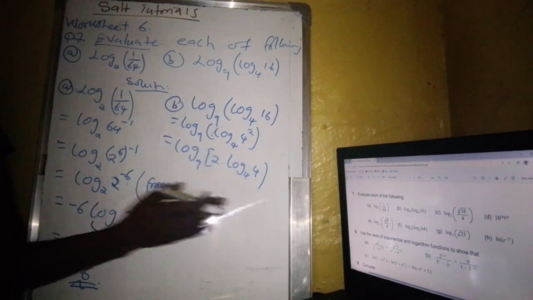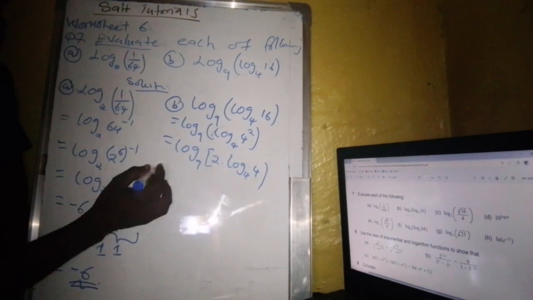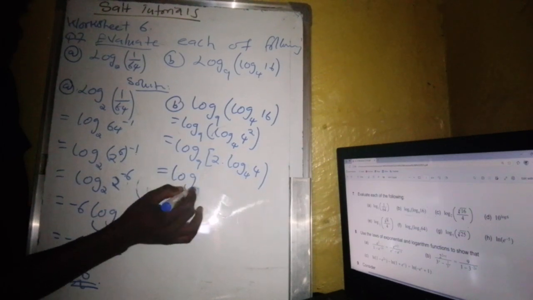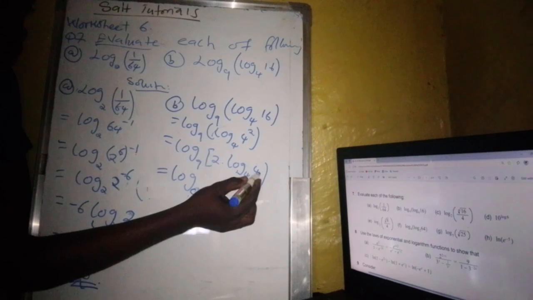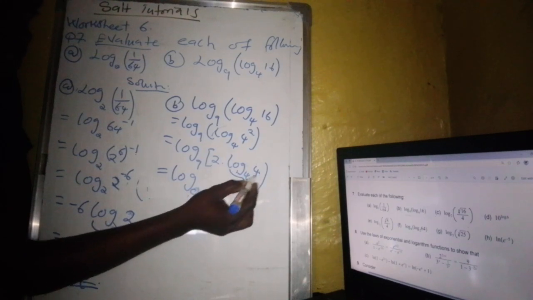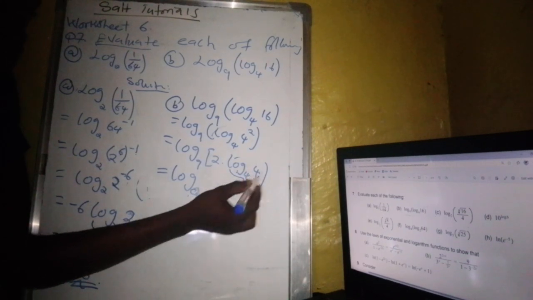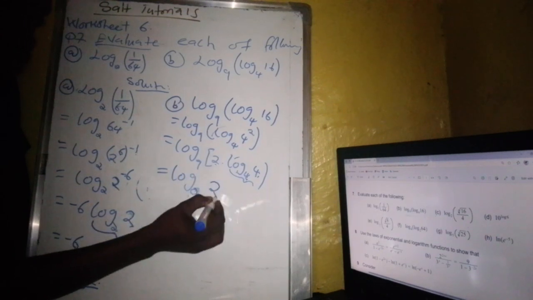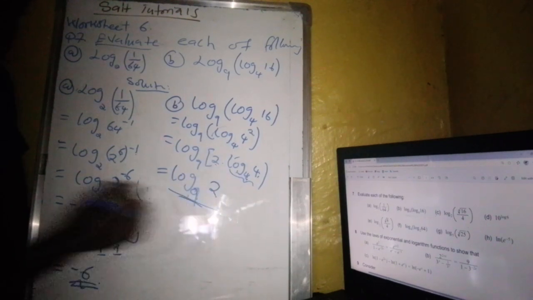So what am I going to have next? I'm going to have log 9, 2 times log 4 4. This basically is the 1. The base and the input are the same, so the whole thing becomes 1. 1 times 2 becomes 2. So I'm going to have log 9 2. So this is my answer.